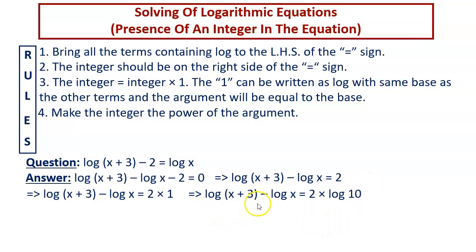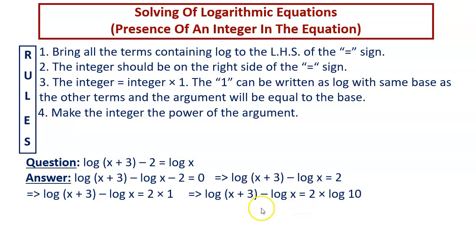But in case you have coefficients for these terms which are not equal to 1, you have to do the same thing to these two terms as well. If this was 2 times log of x plus 3, you would have taken this 2 and made 2 the power of x plus 3. Which is essential because you have to have a coefficient of 1 in order to combine log terms using the laws of logarithm. Okay.